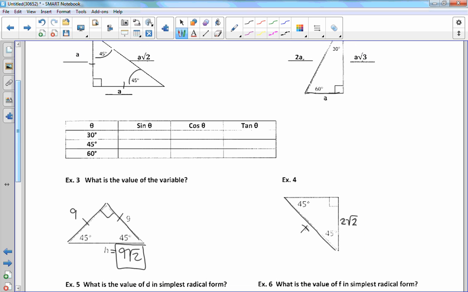Okay, A in this case is 2 roots 2. X is supposed to be A times the square root of 2. That A was 2 root 2 times root 2. What happens when you do square root of 2 times square root of 2? Square root of 2 times square root of 2 is square root of 4, which is just 2. So this is 2 times 2, which is just 4.